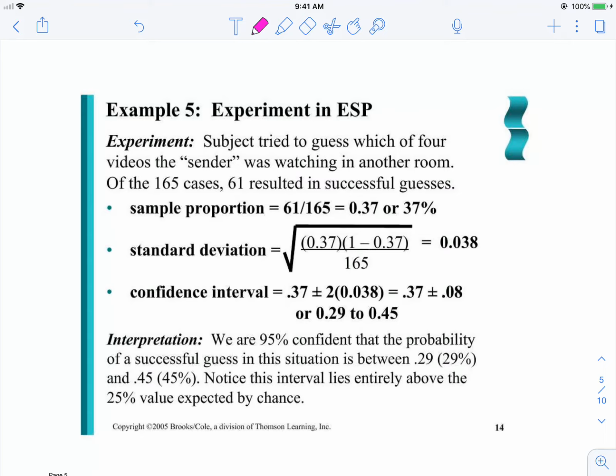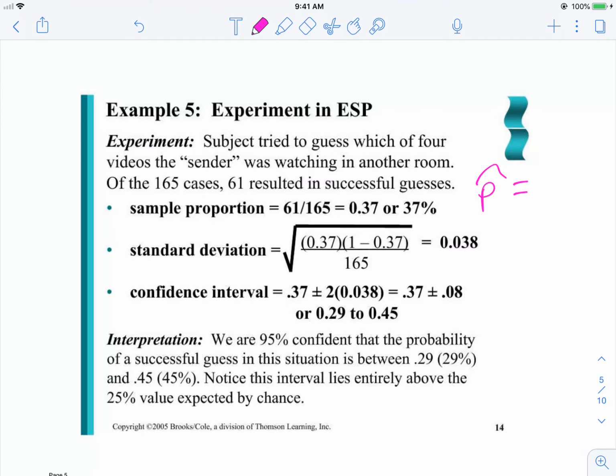Here's another example looking at ESP, extrasensory perception. This was done where the subject tried to guess which of 4 videos the sender was watching in another room. There's a 1 in 4 chance that just by guessing alone, the person would guess this correctly. In this case, of the 165 cases, 61 of them resulted in successful guesses.